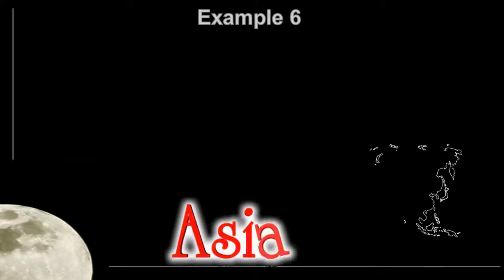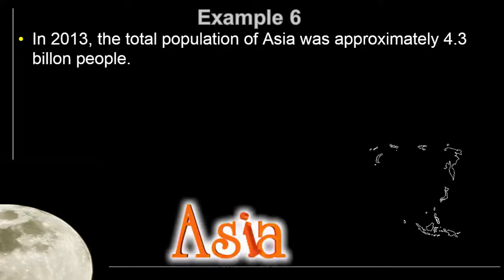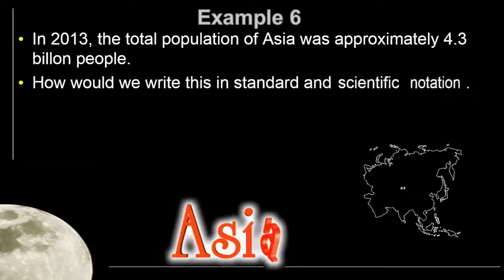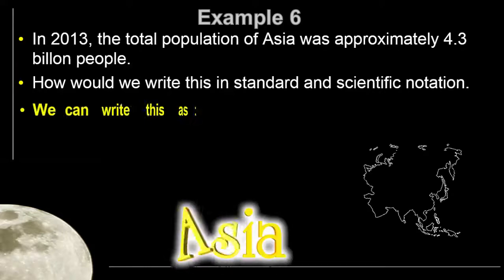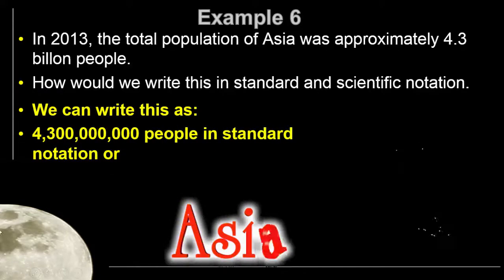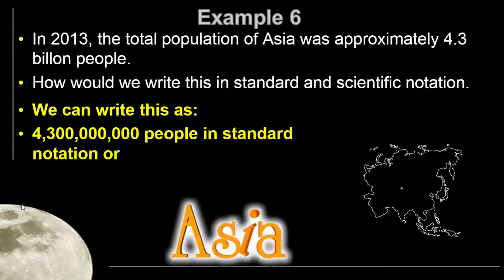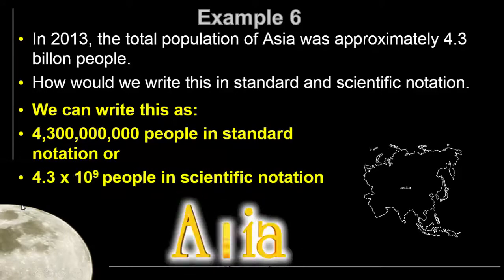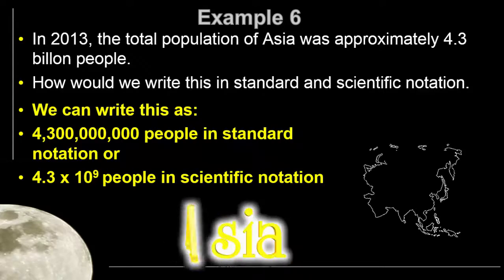Example number 6. In 2013, the total population of Asia was approximately 4.3 billion people. How would we write this in standard and scientific notation? We can write this as 4,300,000,000 people in standard notation, or 4.3 × 10^9 people in scientific notation.